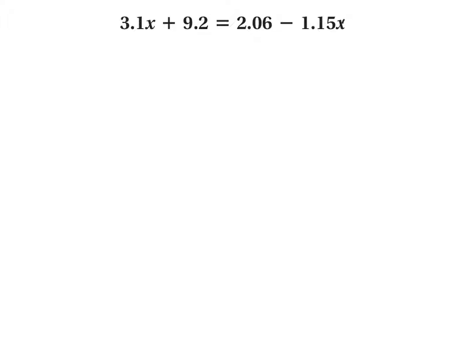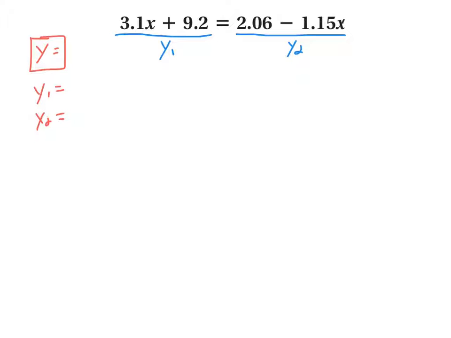All right. In order to solve an algebra problem, solve for a single variable, on our calculator, the first thing you want to do is hit y equals up in the top left corner. Okay, and that's going to bring up that menu where it's y1 and y2 and all the way to y7. Well, we only need y1 and y2. And what we want to do is take everything on the left, and that's going to be our y1, and everything on the right, and we're going to put that under y2. So we'll put 3.1x plus 9.2 under y1. And y2, we'd put 2.06 minus 1.15x.